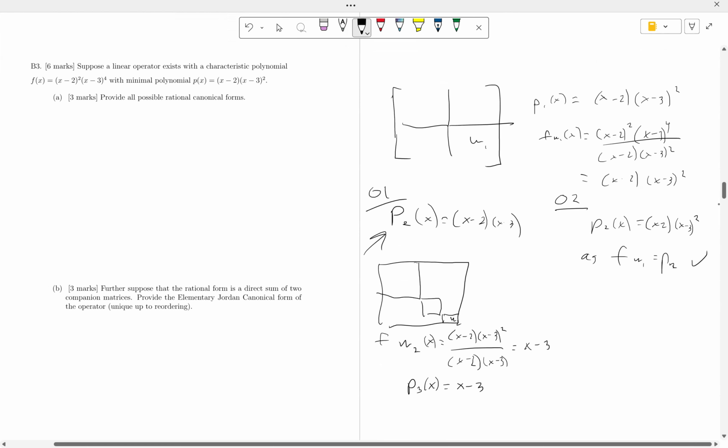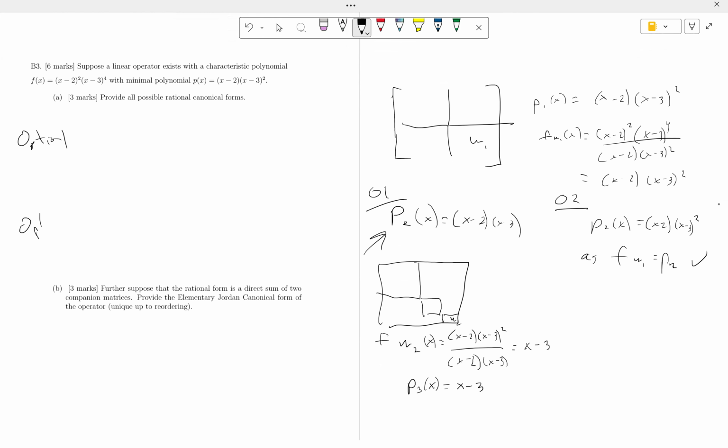So now I have these two different pieces, and I'm going to label them option 1 and option 2. For my sake, I'm just going to write out what my P1 of x is: (x minus 2)(x minus 3) squared. P2 is (x minus 2)(x minus 3), and P3 is x minus 3. And then I'm going to expand these.